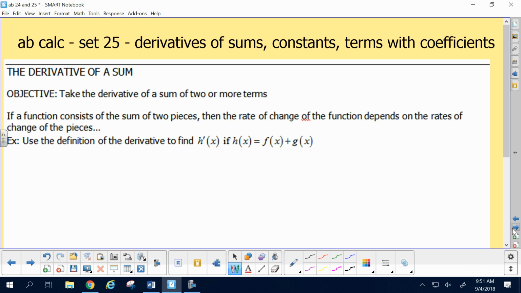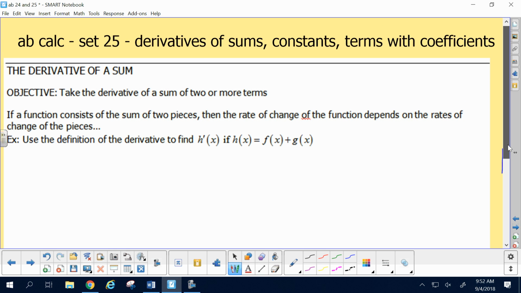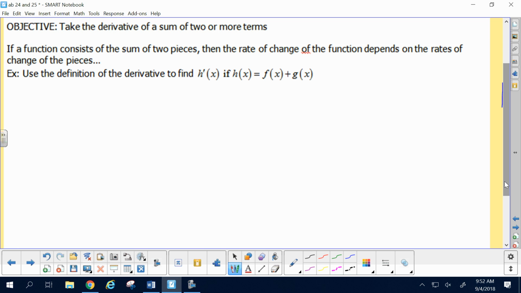If you have a function of 2 pieces, like you have 2 terms, like x squared plus x cubed, can you just take the derivative of the sum? And the answer is, I don't know yet. I'm making you do the definition of the derivative. Golly, that's mean of me. Get over it. H prime is, so I'm telling you h is a combination of 2 functions.